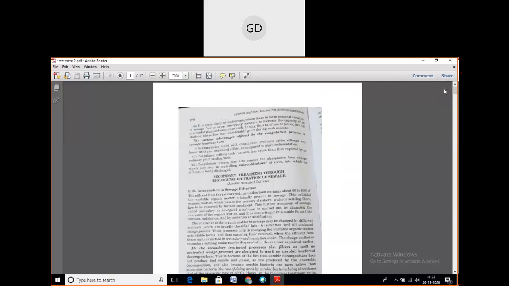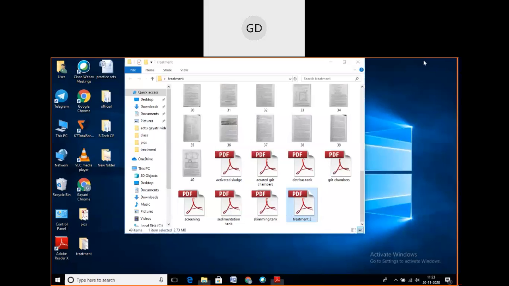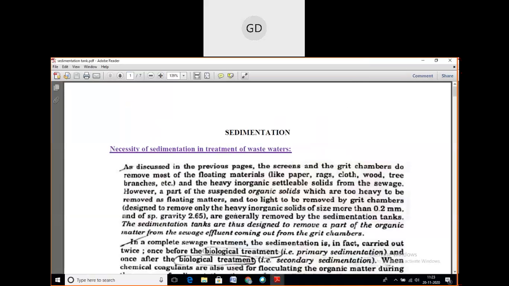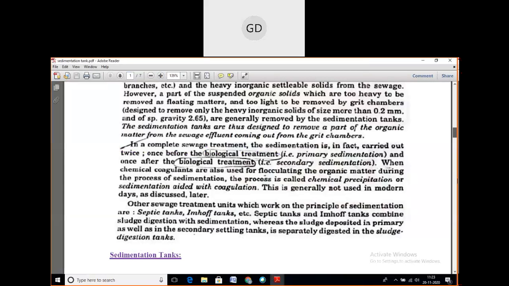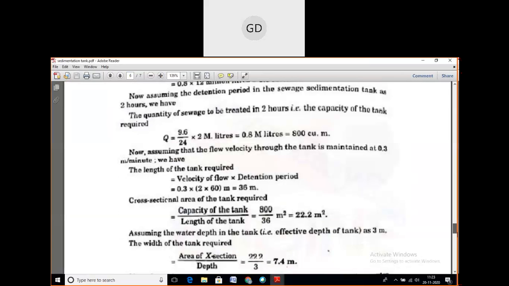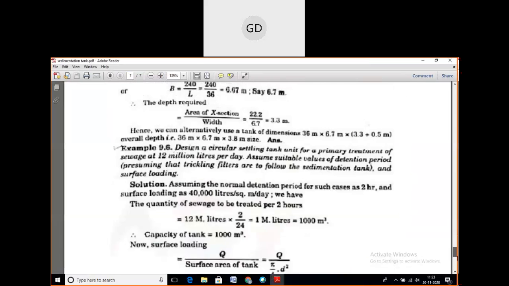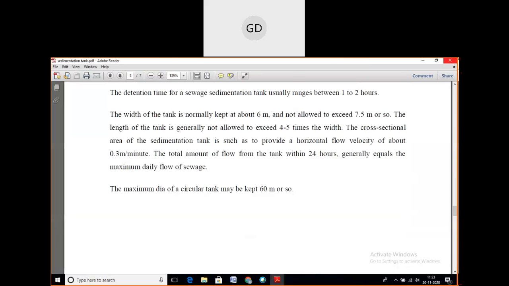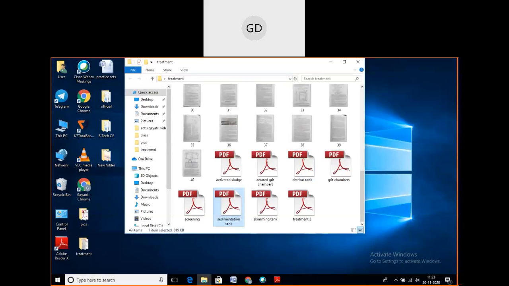Okay, so what were we discussing last class? I think we were discussing the sedimentation tank, right? As far as I remember, we were doing the sedimentation tank numerical, for circular and rectangular ones.